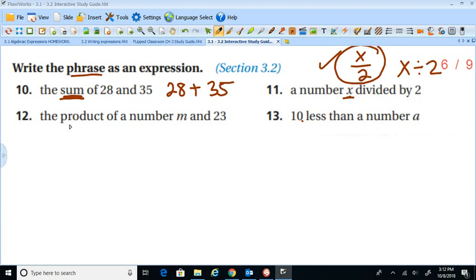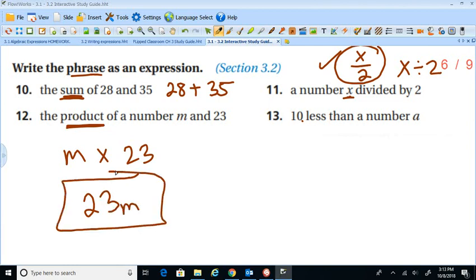Product means multiplication of a number m and 23. Now here's a big deal. You might say m times 23 is correct. Well, not in Mr. Howler's class. We need to write it in the correct format. So we want to multiply, always put the coefficient first, 23, and make sure it's touching your variable so it looks just like that. 23m is the only acceptable response. Even if you wrote 23·m, that's not good enough. I want it in this format right here.